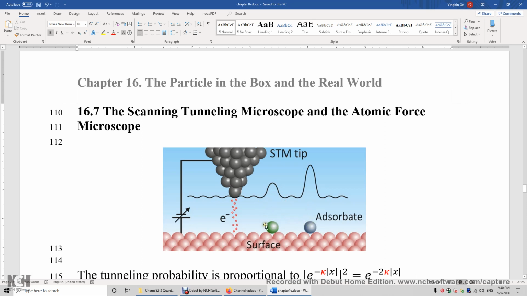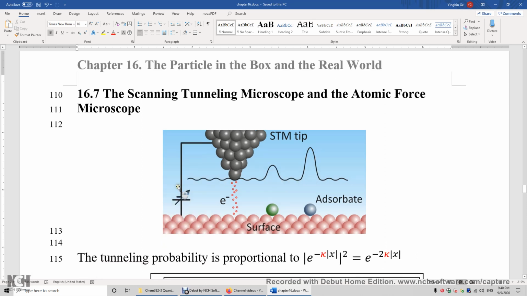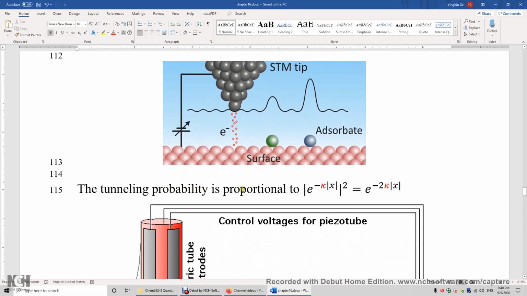Same here. And now if we compare these two, I'm guessing the electrons can escape from this blue atom more easily than from the green atom. So let's say this is sodium and this is platinum. Electrons can escape from sodium more easily and then generate a stronger electric current here. The tunneling probability is proportional to e to the power of negative 2 kappa x. So again, the distance between the tip and the atoms is very important here.